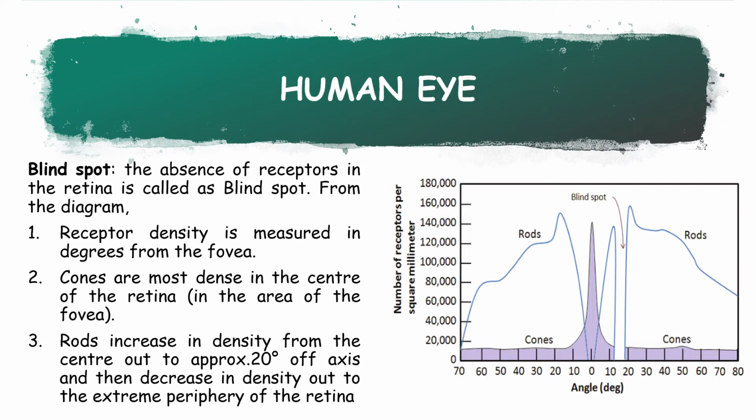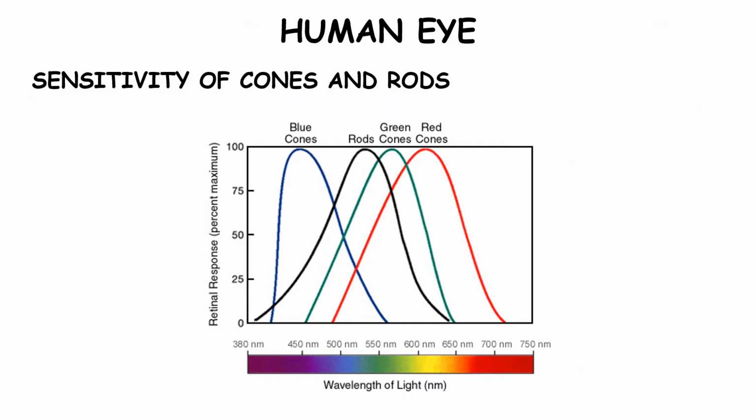The receptor intensity is measured in degrees from the fovea. Cones are most dense in the center of the retina, and rods increase in density from the center out to approximately 20 degrees of axis and then decrease in density out to the extreme periphery of the retina. This diagram tells you the sensitivity of both cones and rods, where the graph is plotted between the wavelength of light in nanometers and the retinal response, which is calculated as a maximum percentage.